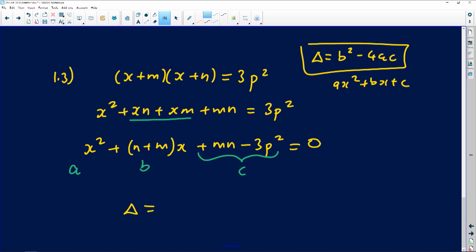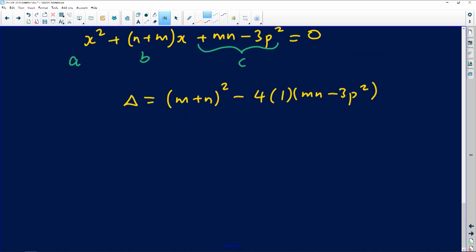So delta is b squared. There's my b, which is m plus n, squared, minus 4. My a is 1, and my c is mn minus 3p squared. Great stuff. So that's basically what I'm ending up with here, and we are happy to see this, because it means that we can simplify this and prove that it's always going to be positive for any value of m, n, or p. I don't want to touch the first one on the left. 4 times 1 is 4, and then negative 4 times mn is negative 4mn, and negative 4 times what you have at the end is positive 12p squared.